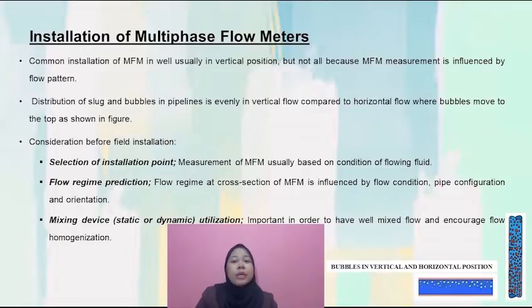The flow regime at the cross-section of the MFM is influenced by flow condition, pipe configuration and orientation. Flow condition may be distinct due to composition of velocity at the cross-section, thus affecting accuracy of measurement. And the last one is the mixing device, which is static or dynamic utilization. This is important in order to have well-mixed flow and encourage flow homogenization. The mixing devices used have different specifications from conventional to advanced that can reduce the lagging problem by absorbing it.